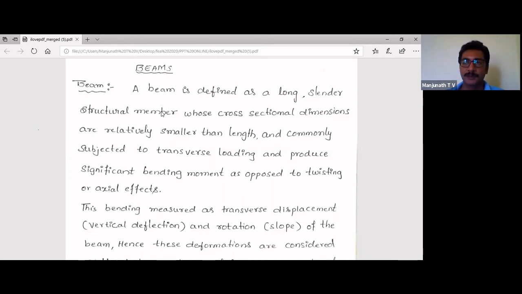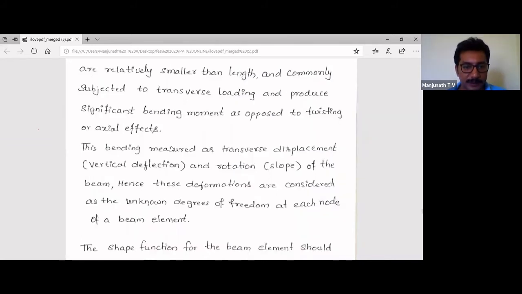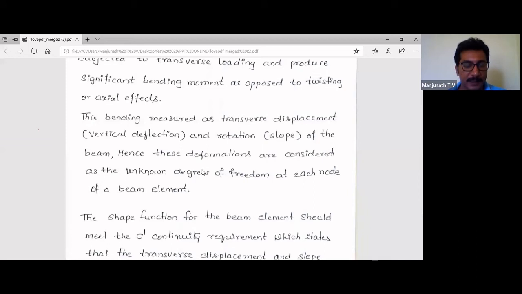As the beam is subjected to a transverse load, it produces a bending moment as opposed to twisting and axial effects. As the bending of the beam takes place, we are going to be able to measure it in 2 degrees of freedom: 1 in one direction as vertical deflection, and in the second direction as a rotation, or slope. Hence these deformations are considered as the unknowns at each node of the beam element.